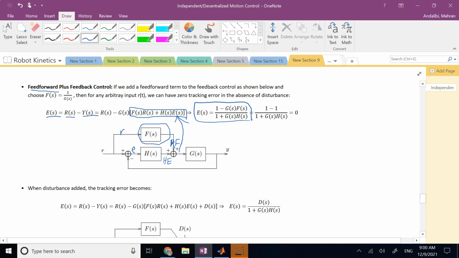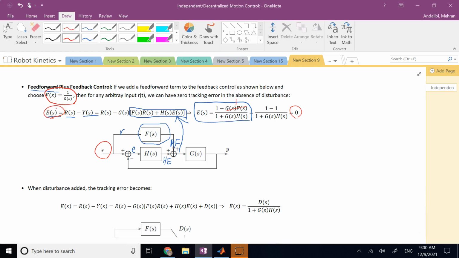Now, if you can choose your F to be the reciprocal of G, so here we choose our feed forward block to be the reciprocal of G, then 1 minus GF, because F is 1 over G, is going to be 1 minus 1, which is 0. So it means that if I can choose my F to be 1 over G, then regardless of what input I'm passing to the system, I can always have 0 tracking error. My system can perfectly track any type of input as long as I can choose F to be 1 over G.